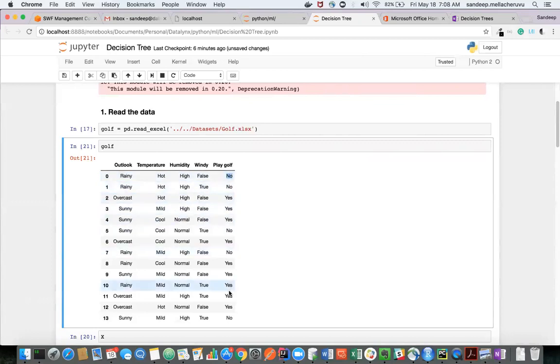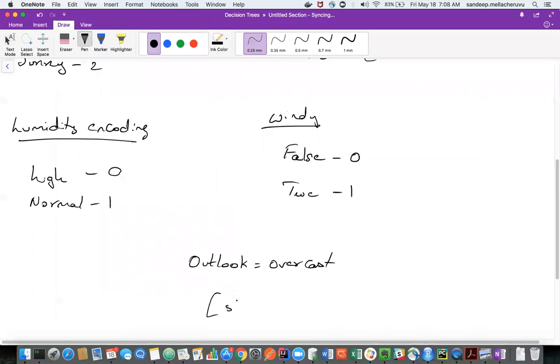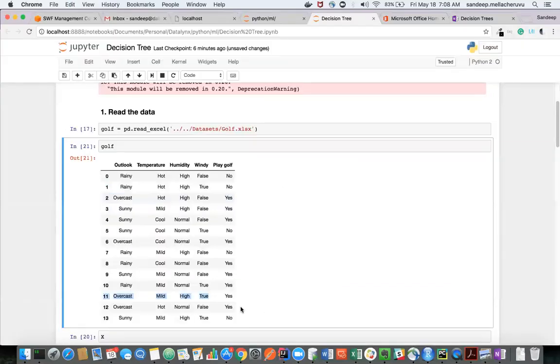How do we find out? We have to count the number of yeses and the number of no's. So how many no's are there? 1, 2, 3, 4, 5. 5 no's are there. Before splitting, there are 5 no's. Which one should you count? You should always count the final class that you want to predict. I want to predict whether I want to play golf or not.